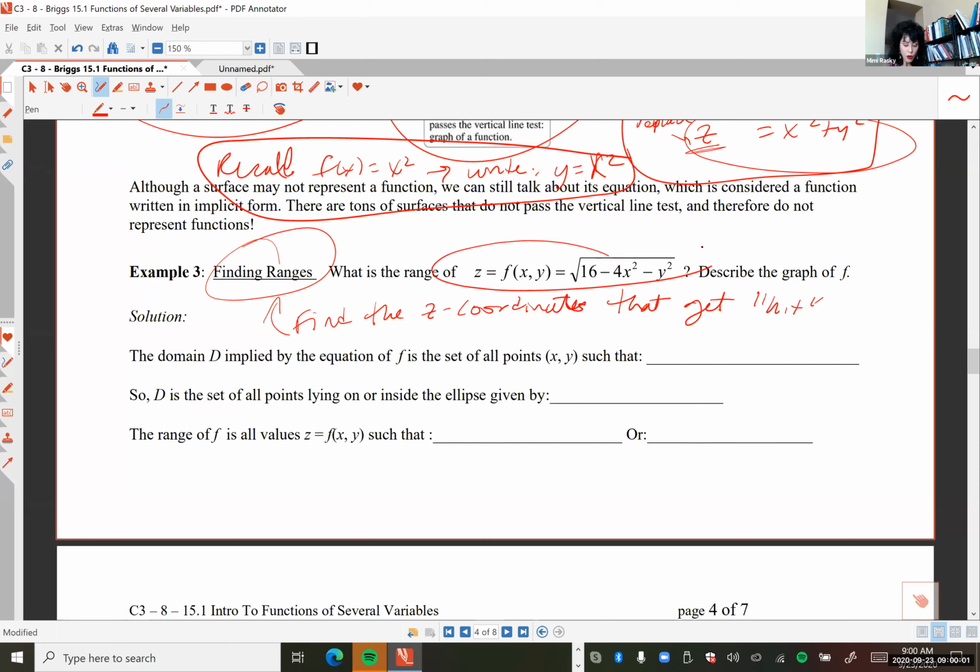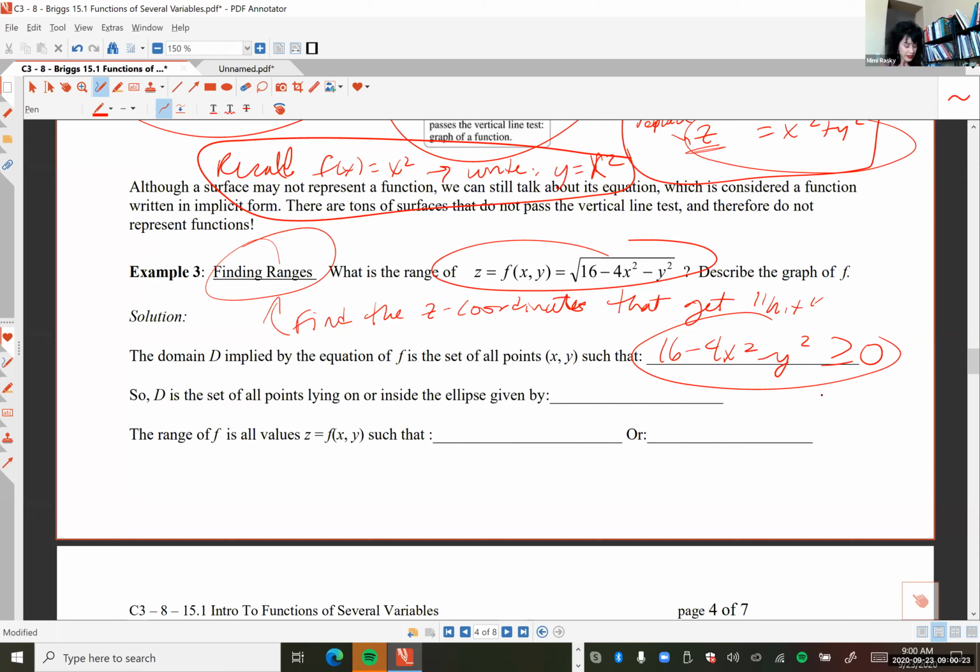So what z coordinates get hit with this function? Well, you notice that this function needs the radicand to be non-negative, so the domain would be the set of all points where the radicand is greater than or equal to 0. So you're limited in what you can feed this particular function. And that happens to be an ellipse in the xy plane.